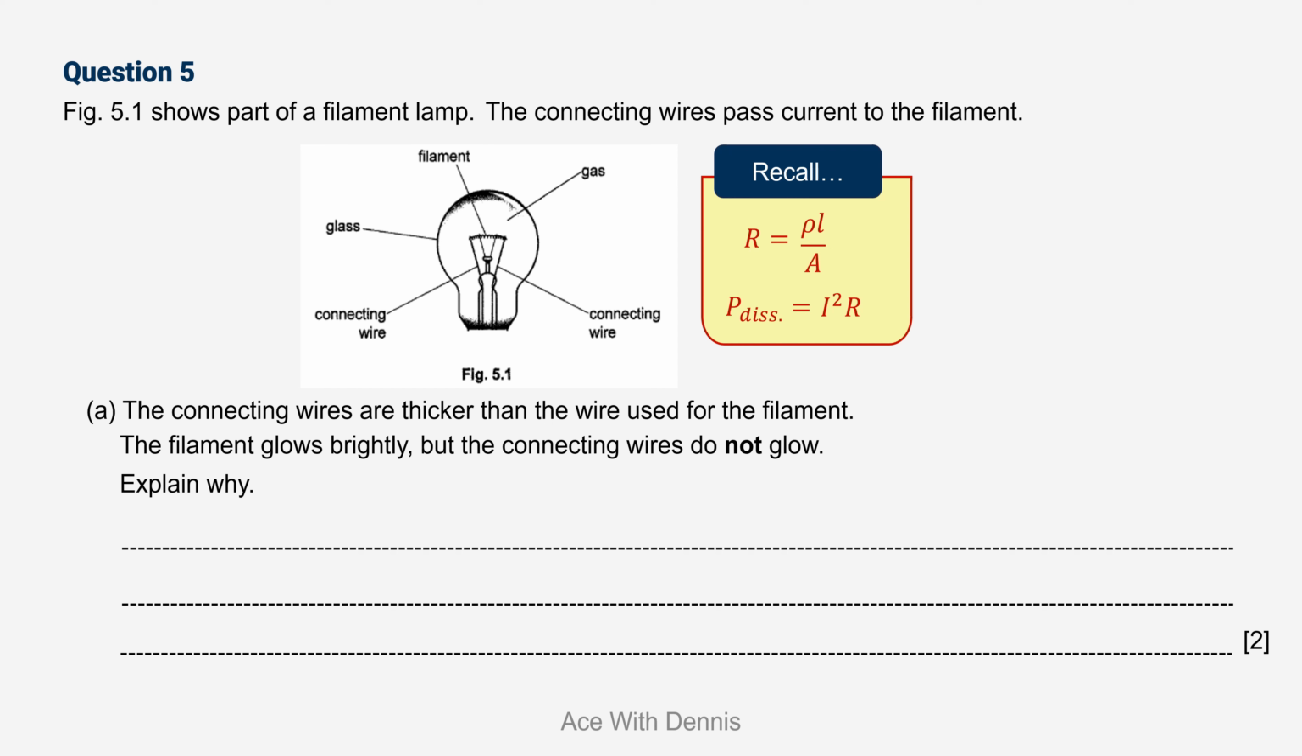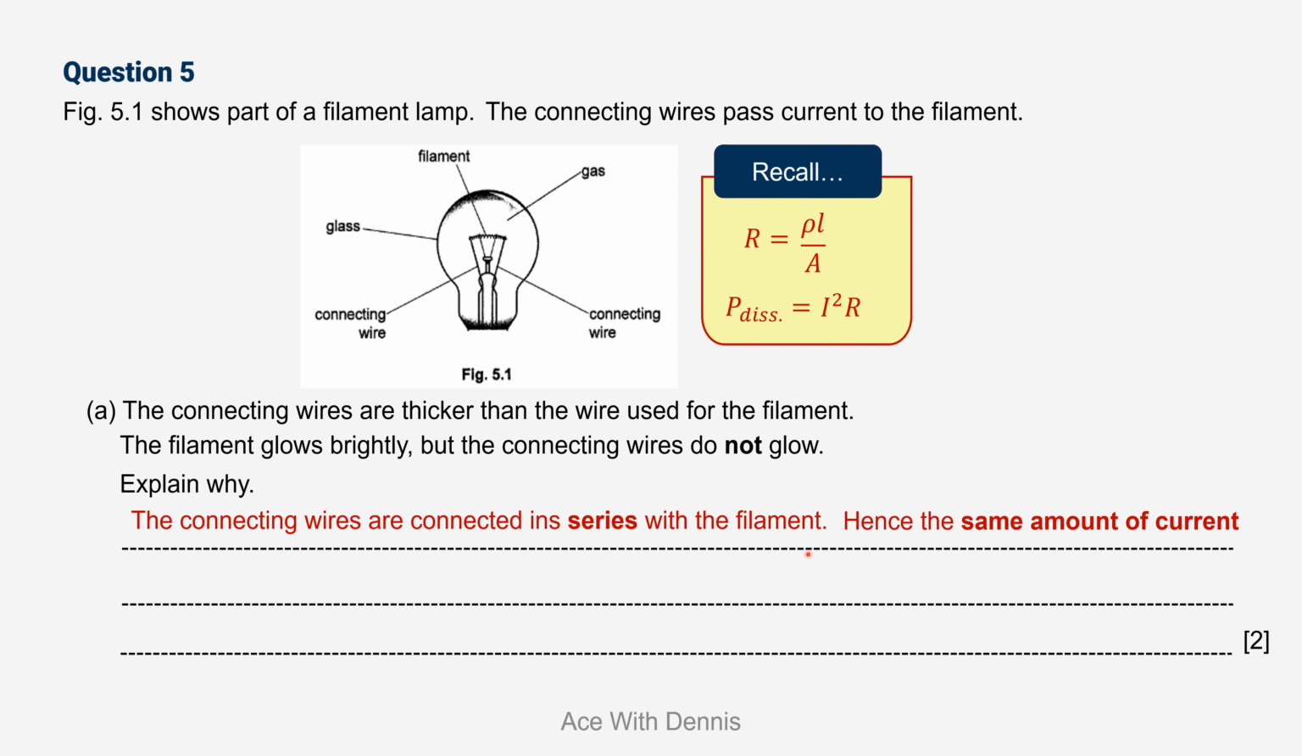Next, let's study the question here. They say that the connecting wires pass current to the filament. So this means that the connecting wires are connected in series with the filament. Why is it so important to mention this sentence? Because hence the same amount of current flows through them. We need to make sure that the current flowing through the connecting wire and the filament is the same amount. It cannot be different because if the current is different, then the dissipated power will be different as well.